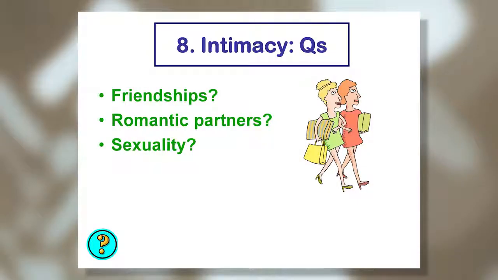And lastly, we have the area of friendships, romantic partners, and sexuality. What kind of friendship patterns does the person have? Do the friends know about disability, talk about disability? Are they people with disabilities? What's the romantic partner history, and what's the effect of the disability on sexual expression and feelings?